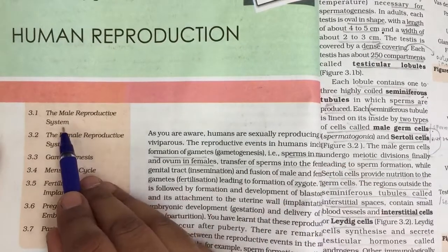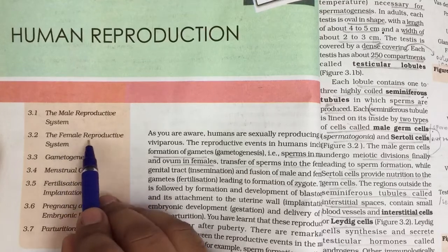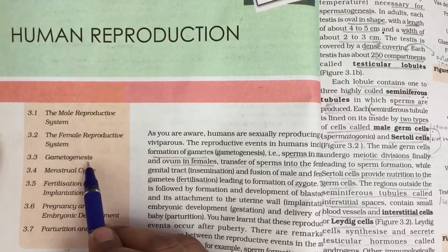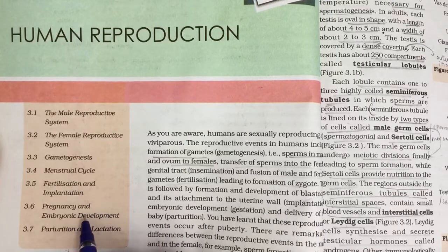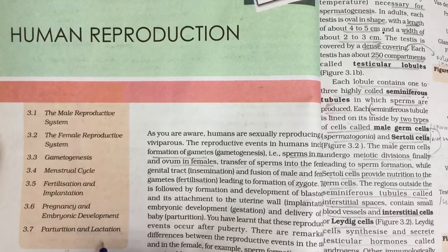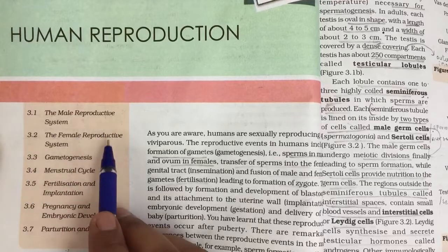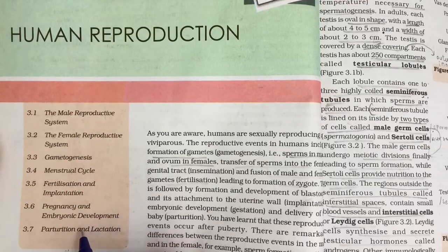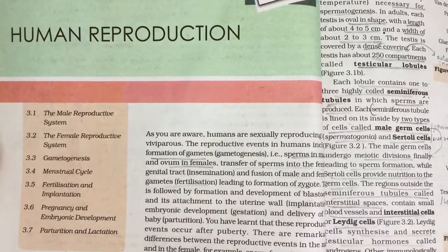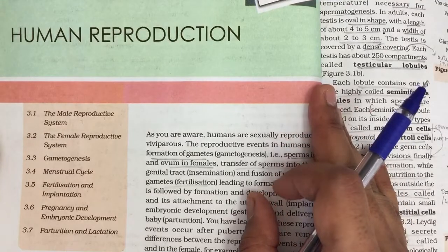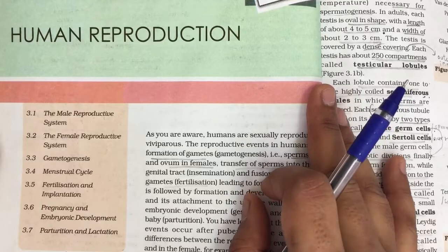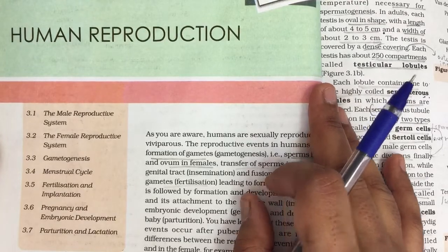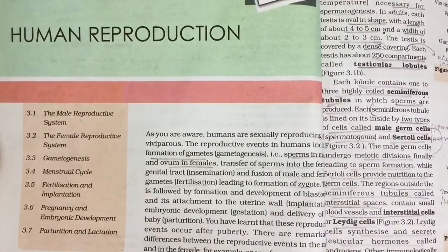There are a few topics which we are going to discuss in this chapter. The first one is the male reproductive system, then the female reproductive system, then gametogenesis, menstrual cycle, fertilization and implantation, pregnancy and embryonic development, parturition and lactation. This chapter is very important, as from this chapter you are going to get a 5-mark question, and you are going to get the diagrams. From diagrams only you can score more.